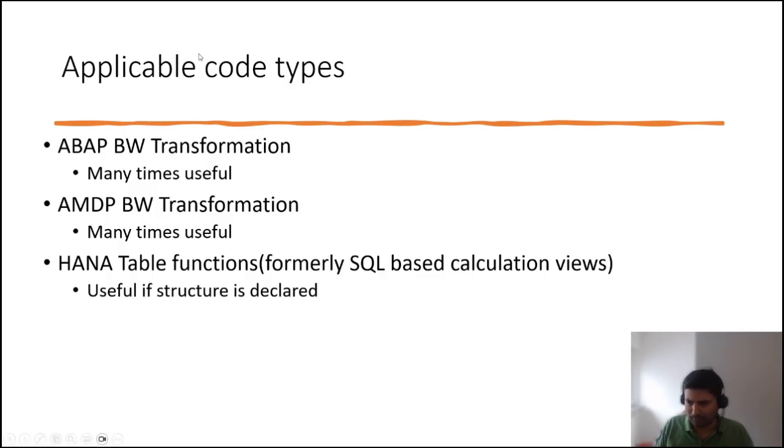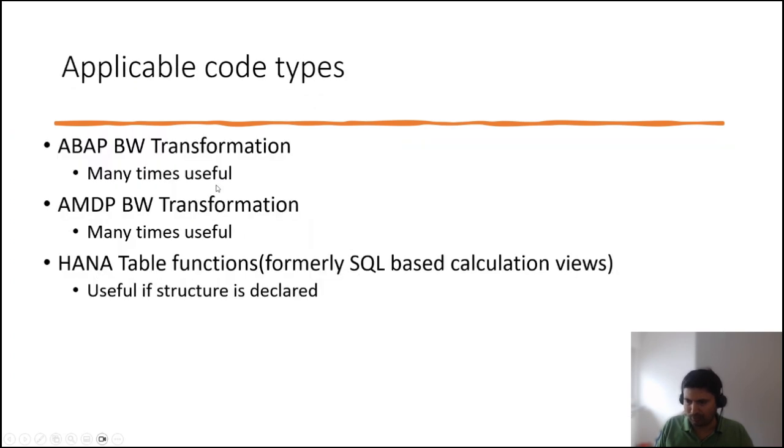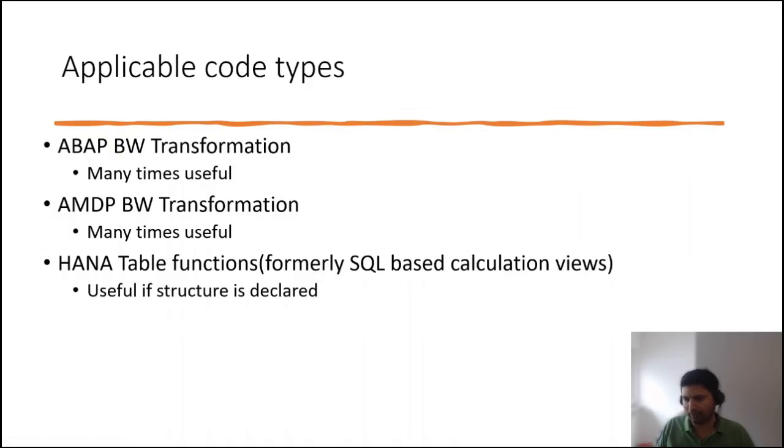Now, coming back to the presentation, of course, you can. I missed mentioning that HANA table functions, you can do it yourself using similar functions. However, as I mentioned, I found it more useful in ABAP BW transformation, the AMDP BW transformation. And of course, whichever Visual Studio functions we used for ABAP objects like ABAP programs, function modules, you can do similar, exactly similar in Eclipse as well.